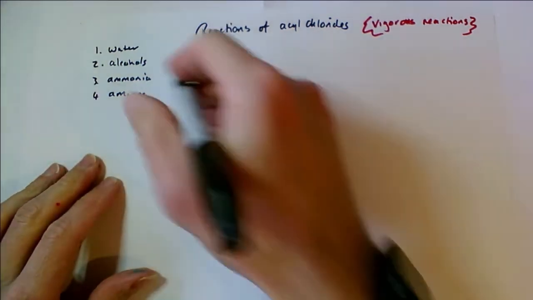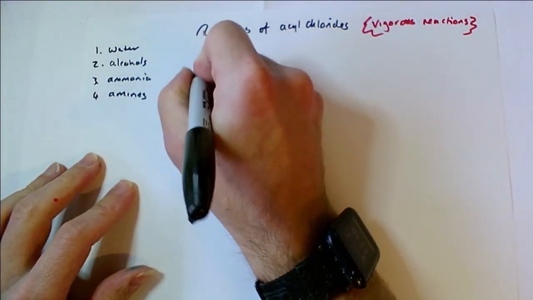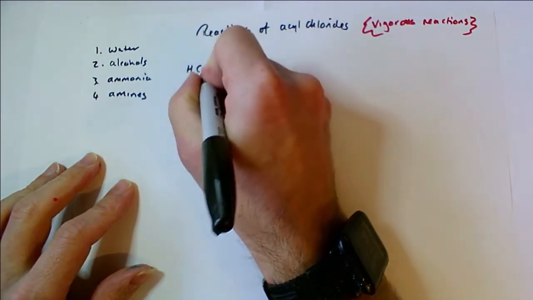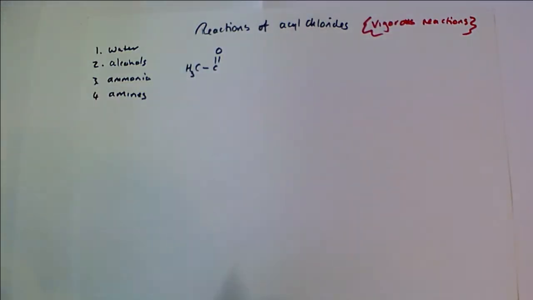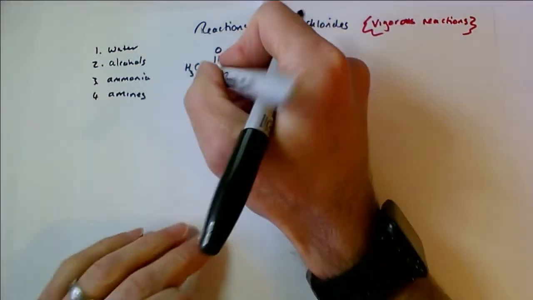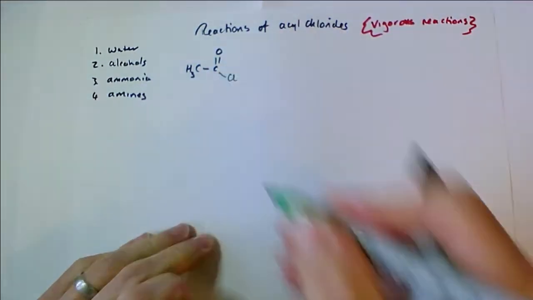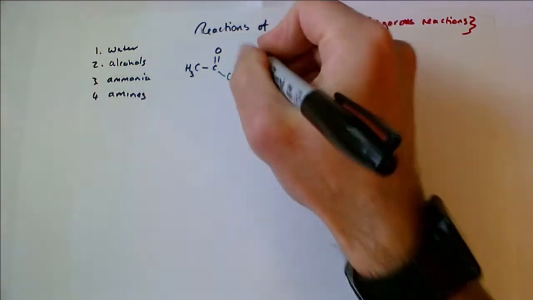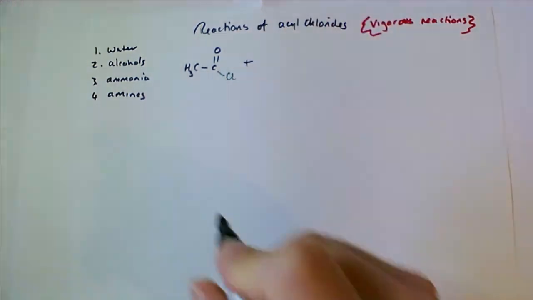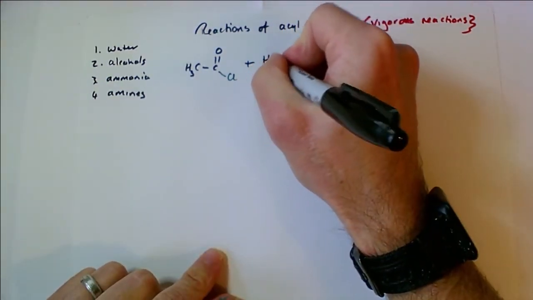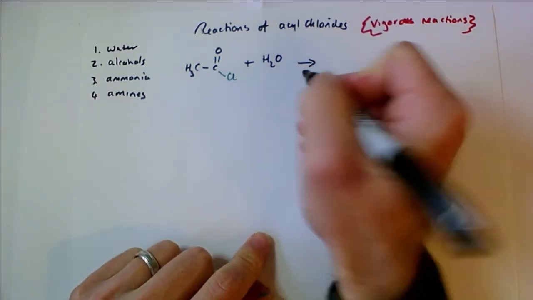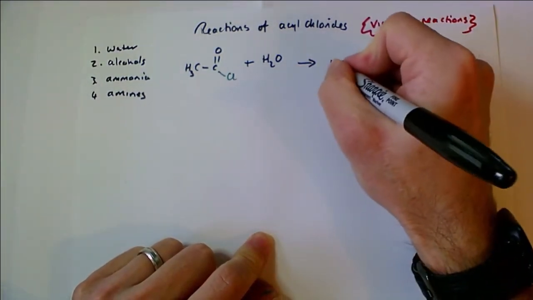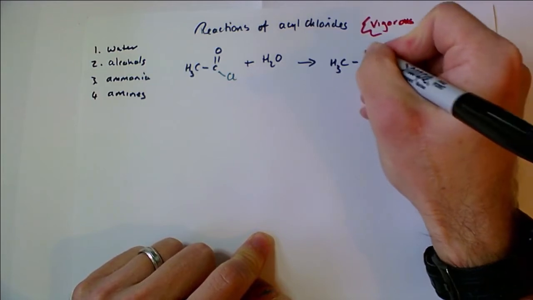So let's look at the reaction with water. I'm going to start with, let's say, ethanoyl chloride. So I'm going to draw out my molecule here. I'll put my chlorine in. I feel like I'm going to use green for chlorine because that's the standard colour for chlorides. Cl, there we go. I'm going to react this with some water. What we're going to make from this is our carboxylic acid.